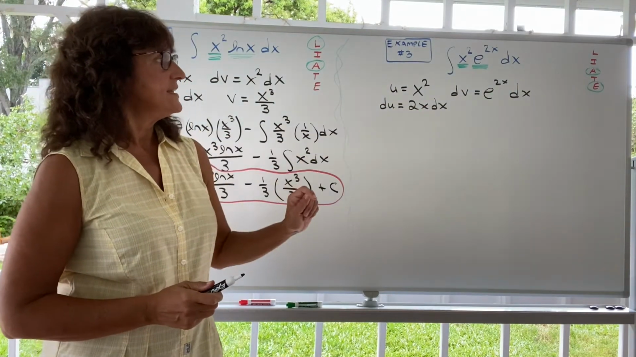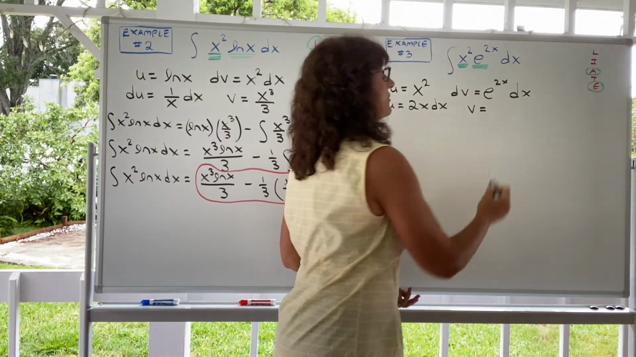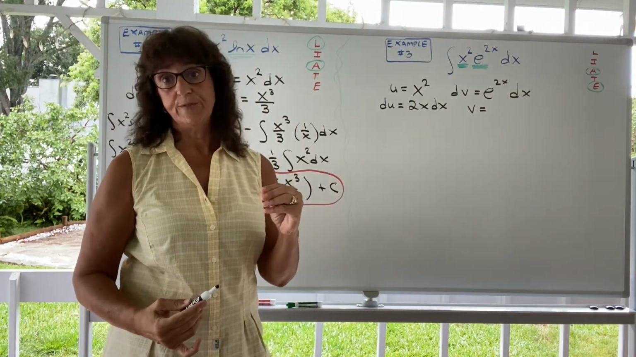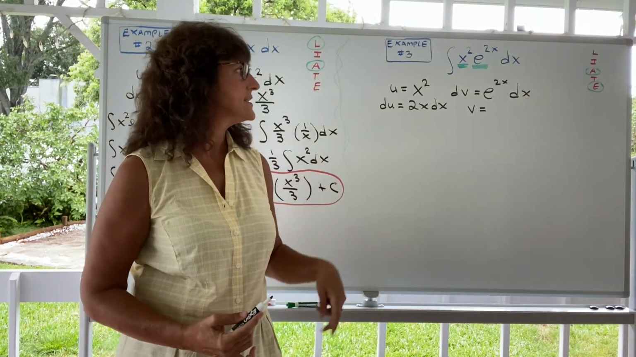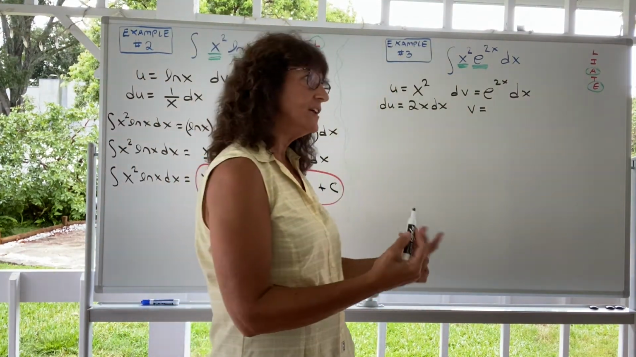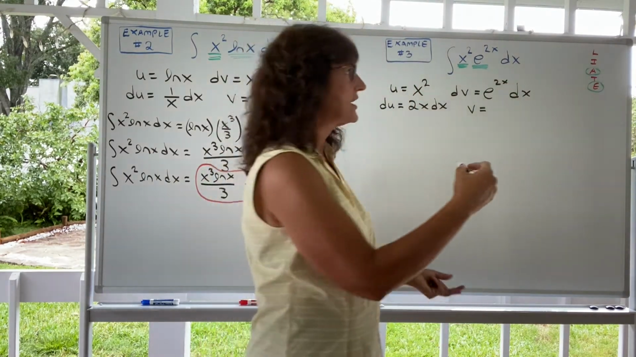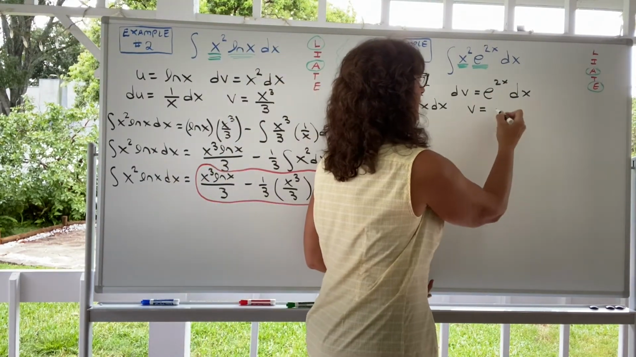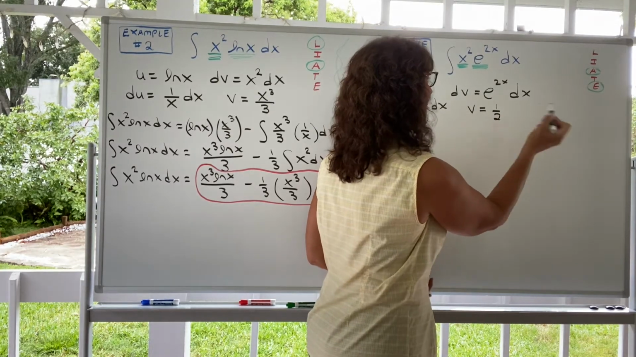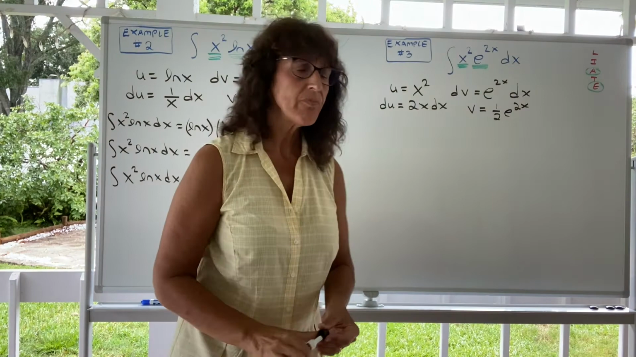Now, dv is e to the 2x dx. We need to know what v is. So how do you go from differential to function? We're going to integrate e to the 2x. So use substitution here, where u would be the exponent 2x, which will require you to pull out a constant up front. When you integrate e to the 2x, you're going to have 1/2 e to the 2x.